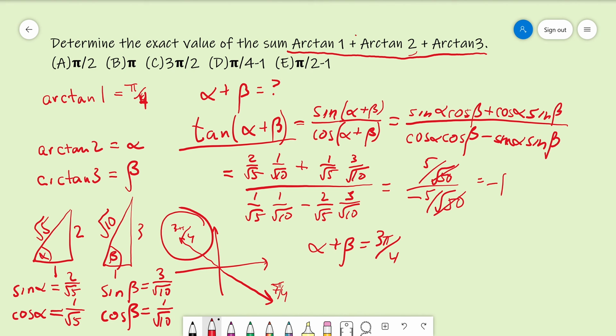And so this whole part here is 3 pi over 4. And we already said that arctangent of 1 is pi over 4. So their sum is just going to be 4 pi over 4, or pi. So our answer is B.